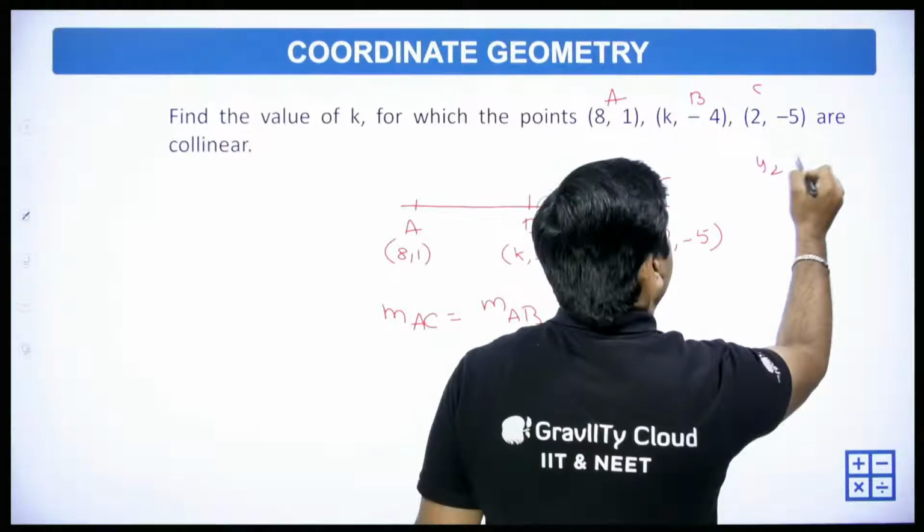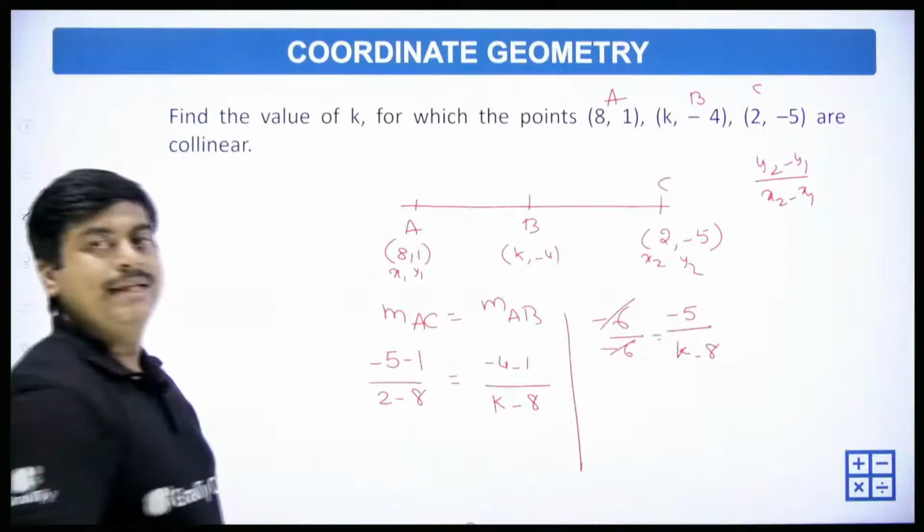y2 minus y1 by x2 minus x1, that becomes 4 minus 1 by k minus 8. Minus 5 minus 1 is minus 6 by 2 minus 8 is again minus 6, equal to 4 minus 1 is minus 5 by k minus 8. So minus 6 and minus 6 get cancelled. So you're left with 1 equal to minus 5 by k minus 8.